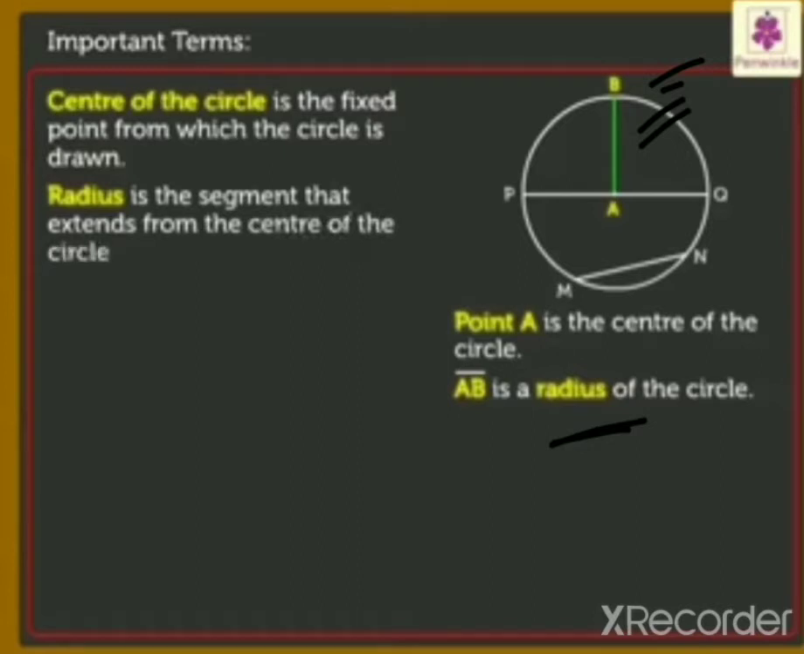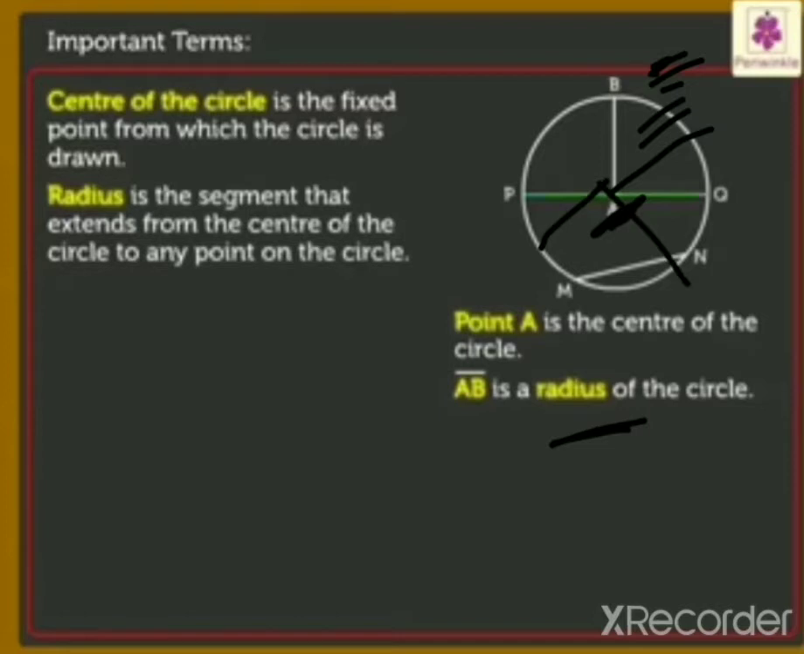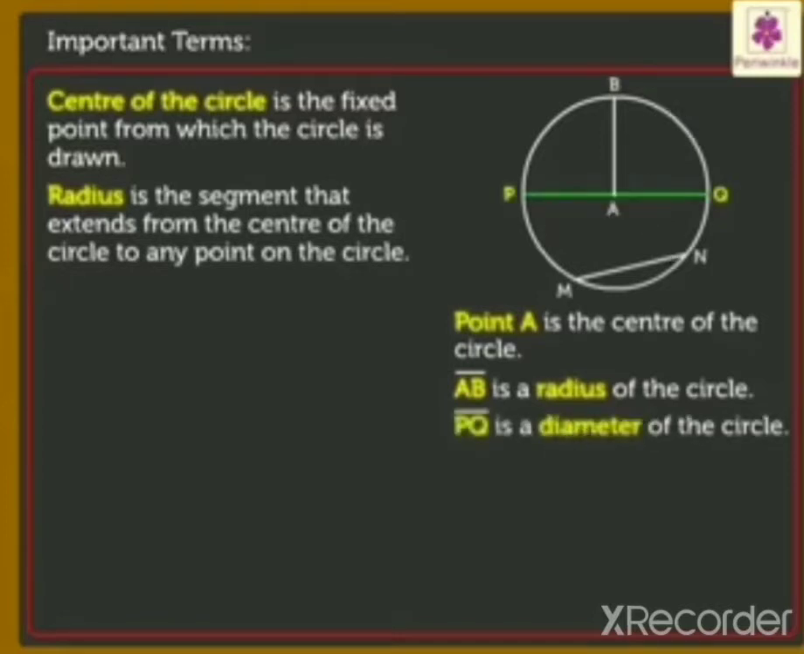So radius is the line segment that extend from center of the circle, this center, to any point on the circle. Okay, so radius is the line segment that extend from center of the circle to any point like this. These all are radius of the circle. Okay, so this was radius of circle.